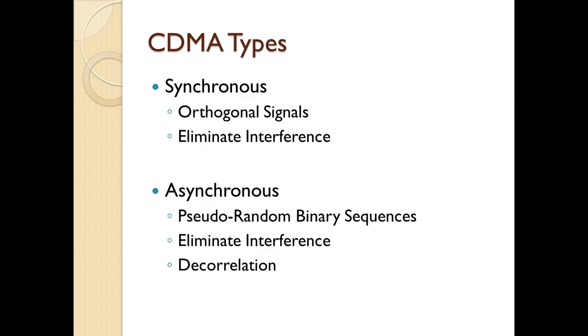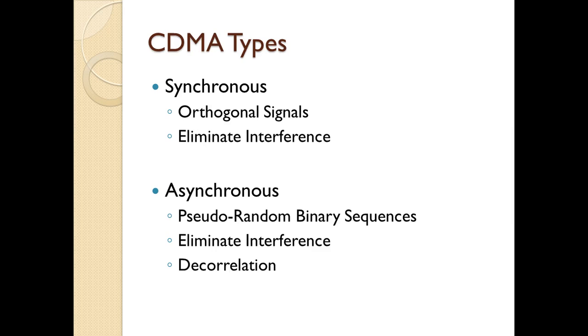CDMA consists of two types of code, synchronous and asynchronous. Synchronous codes operate by modulating the transmitted signal so that it is orthogonal to the other signals in the channel. The nature of the dot product of orthogonal signals results in the elimination of interference between the signals of interest.